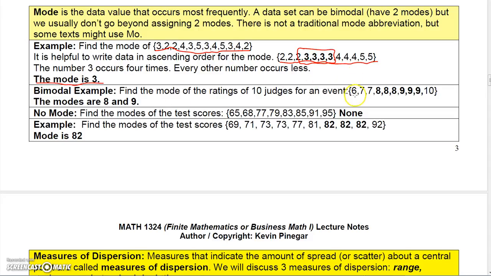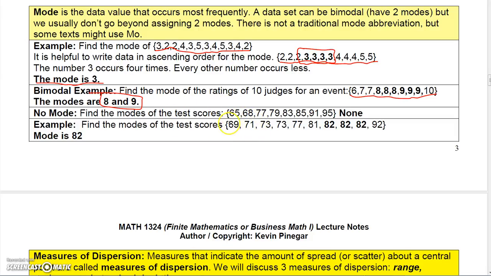Now, you might have 2 modes. In this example, notice the 8 occurs 3 times and the 9 occurs 3 times. So this would be a bimodal example, and you would have 2 modes, which are 8 and 9. You might also have an example that has no mode. If everything occurred only once, then you wouldn't have a mode.